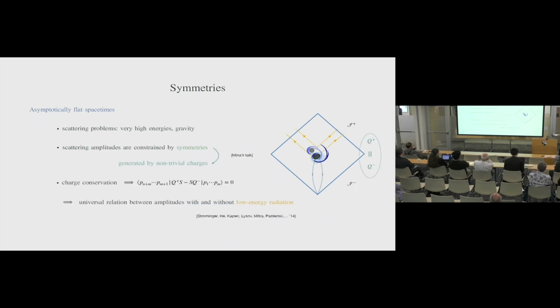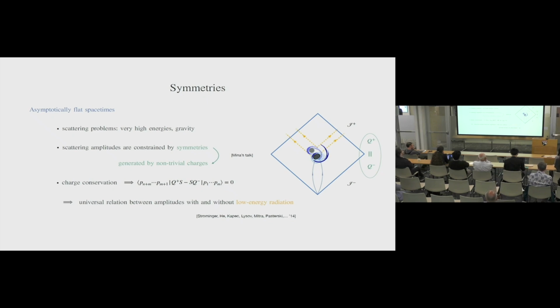Now, these S matrices, and scattering amplitudes in particular, are in general very hard to calculate. However, we are very lucky that in quite general situations, they are constrained by symmetries, and the symmetries are generated by non-trivial charges. We have heard a beautiful talk by Mina just at the beginning of this conference about this. So the idea here would be that this charge conservation law would translate into a commutation relation with the S matrix. You can think about the S matrix as evolving in time, and these charges would be preserved under time evolution, and hence would commute with the S matrix. So one can write down the conservation law in this particular way.